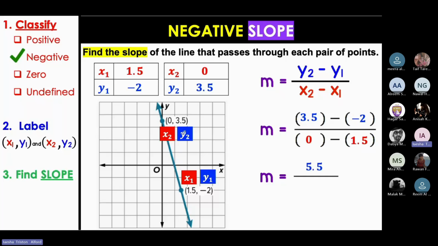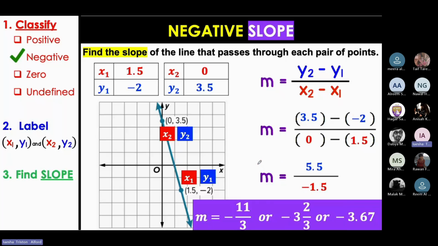Correct. The bottom, 0 subtract 1.5, negative 1.5. Good. Then divide. You should get negative 11 over 3 or negative 3.67.